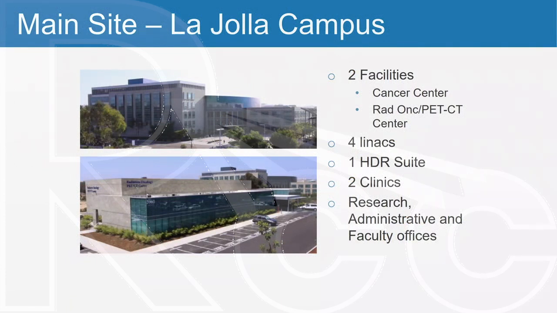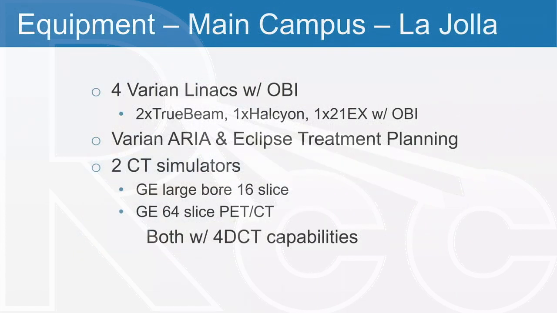Like I said, here at our main site, we have 2 facilities. We have 4 linear accelerators, 1 HDR suite across the 2 clinics. At our clinics here, we have 4 Varian linear accelerators, all with onboard imaging. So we have 2 TrueBeams, a Halcyon, and a 21EX. We use all Varian ARIA, Eclipse treatment planning, Brachyvision. We have 2 CT simulators, a GE large bore, 16 slice, and a PET CT, both with 4D capabilities.